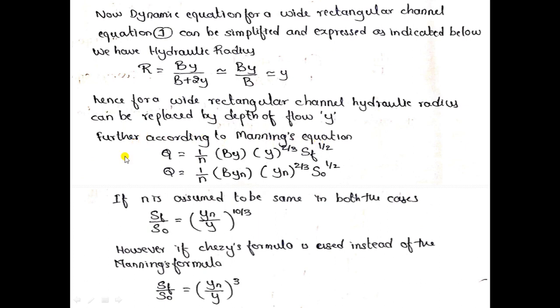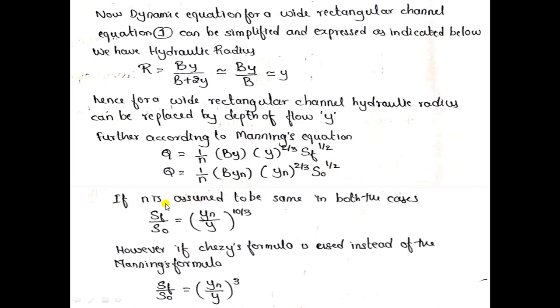Also, according to Manning's equation, Q is equal to 1/n into B into y into y raised to 2/3 SF raised to 1/2. Here (1/n) y^(2/3) SF^(1/2) represents the velocity, and B into y represents the area of the flow section for a rectangular channel. The same equation, if the flow is uniform, we can write as Q is equal to 1/n B into yn raised to 2/3 S0 raised to 1/2.